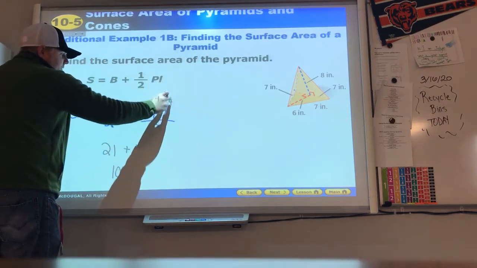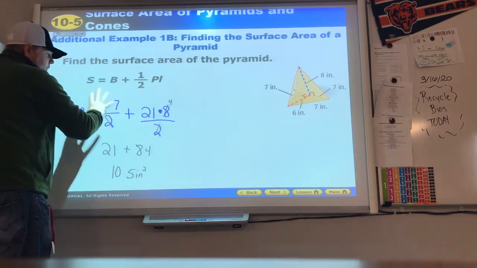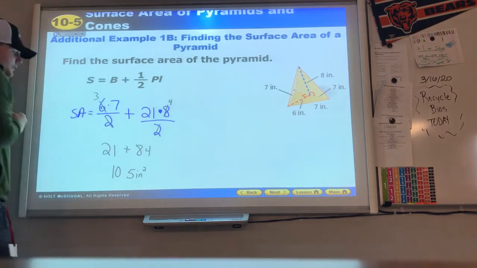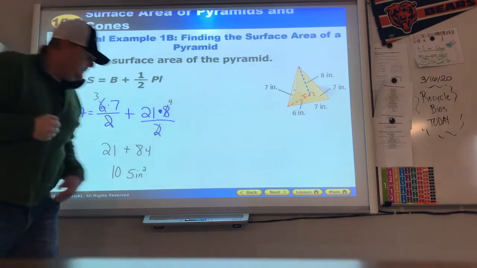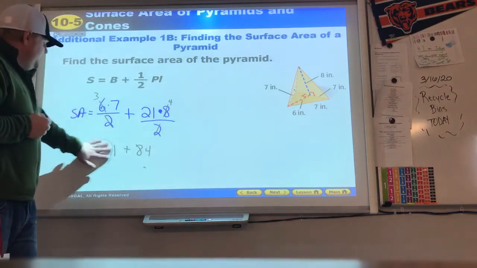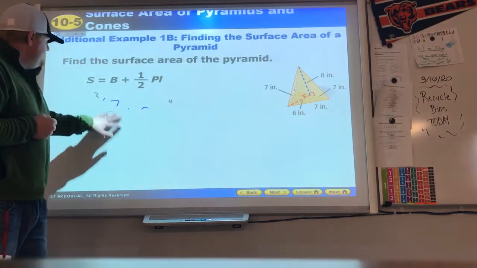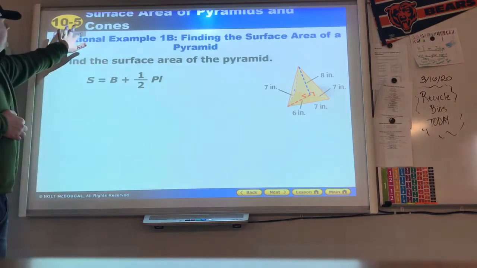Perimeter times slant height divided by 2. We do our math. We come up with our answer. Let's go ahead and look at their process and see if what we did is correct. Make sure I didn't make any calculation errors.